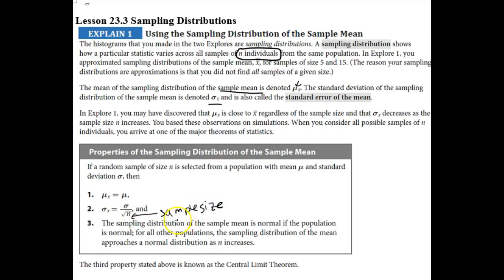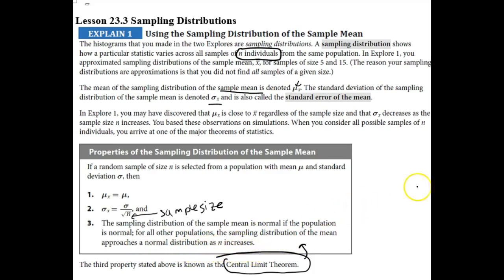And then last but not least, the third property is also known as the central limit theorem. So just FYI, but this is what it is. The sampling distribution of a sample mean is normal if the population is normal. For all other populations, the sampling distribution of the mean approaches a normal distribution as n increases.